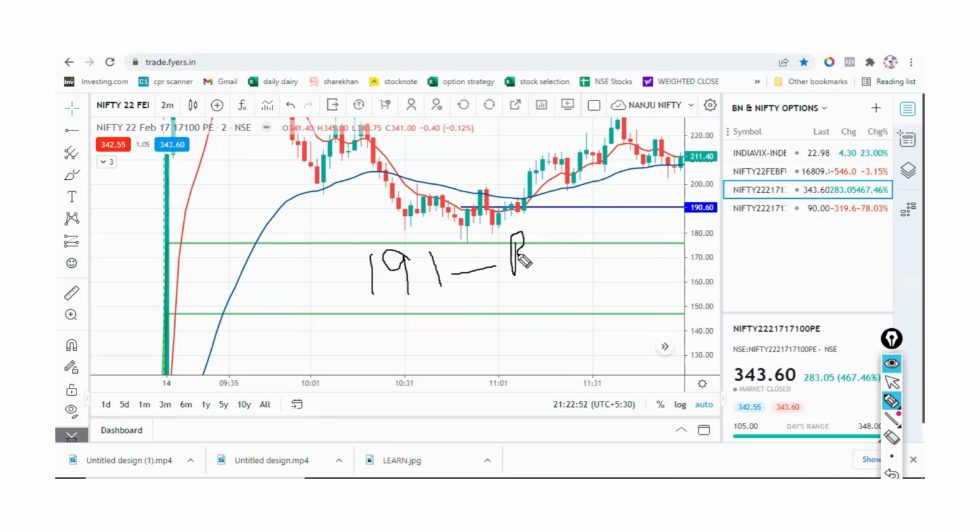We are buying the 17,100 put option at 191, and the stop loss is at, let me check what's the stop loss here, 176. 176 is the stop loss. So almost 15 points risk.